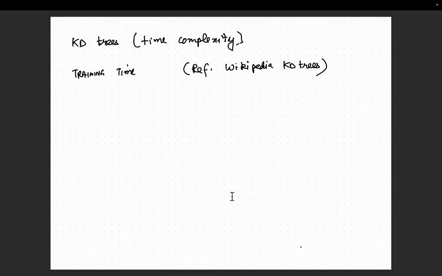Okay, now this is where it gets fun. I want you all now to think in groups and find out the time complexity for training as well as for testing. First, we'll start with training.